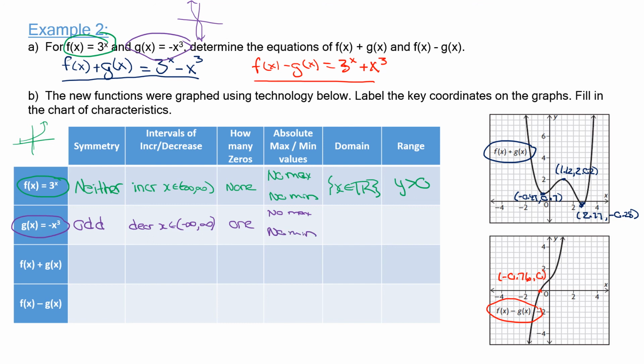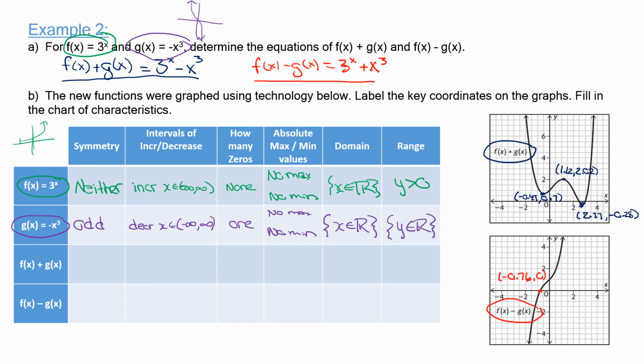What's the domain? Again, it's a polynomial function. So the domain of any polynomial function is x is an element of real numbers. How about the range? Well, I can fit this one on because its range is also y is an element of real numbers.